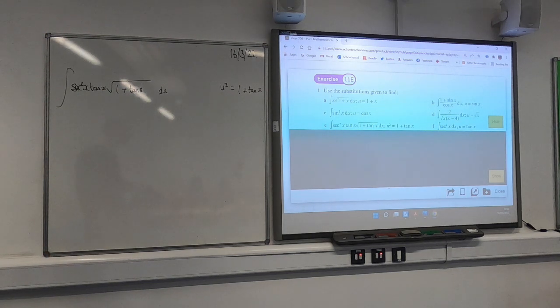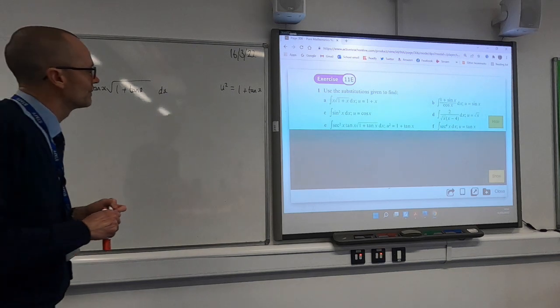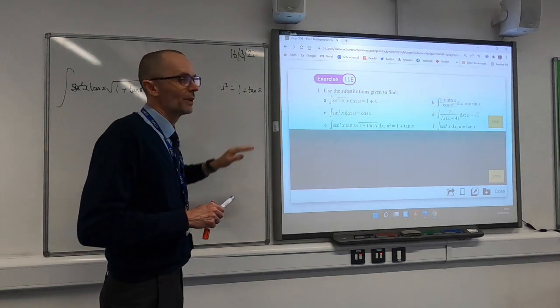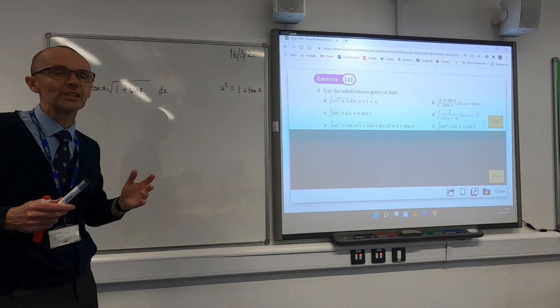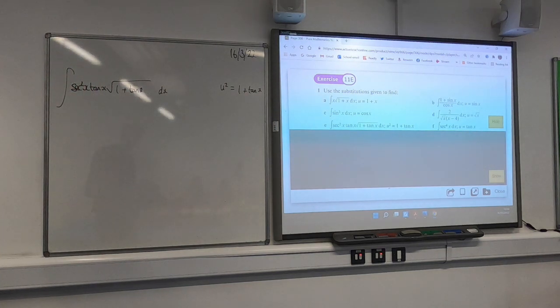So I could go about this by square rooting both sides. So I could say u is equal to the square root of that. The trouble is I can't differentiate 1 plus tan x to the half. Well, I can, but it's really fiddly. Instead, I'm going to use implicit differentiation.